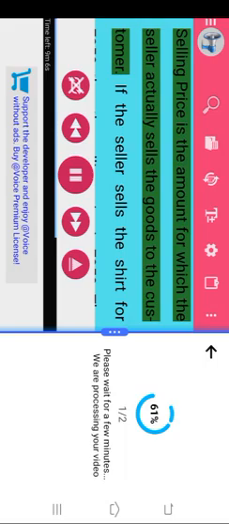Selling price is the amount for which the seller actually sells the goods to the customer. If the seller sells the shirt for 350 rupees, then the selling price is 350 rupees. The difference between the cost price and selling price determines whether there is a profit or loss.